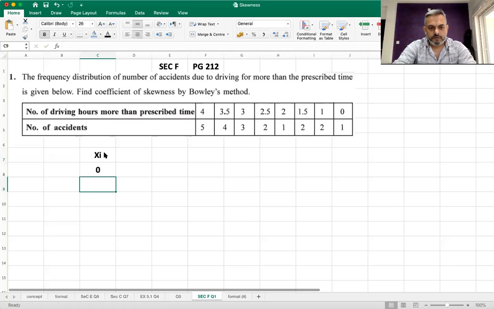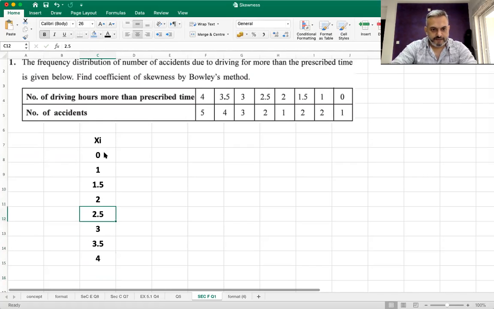So 0, 1, 1.5, 2, 2.5, 3, 3.5, and 4. So you write xi first, then frequency fi.